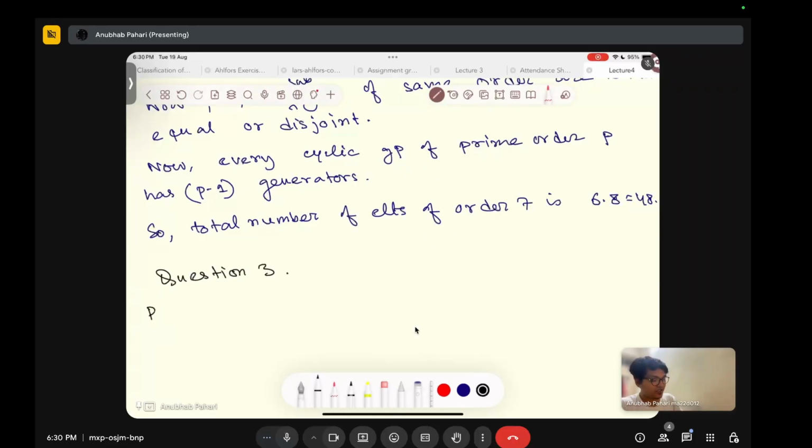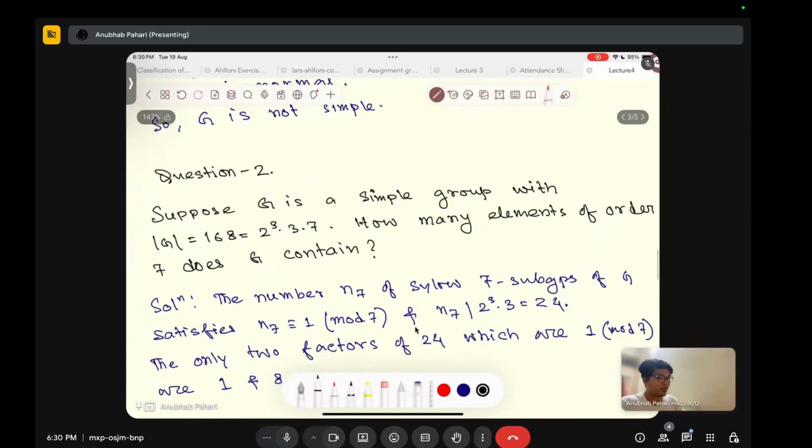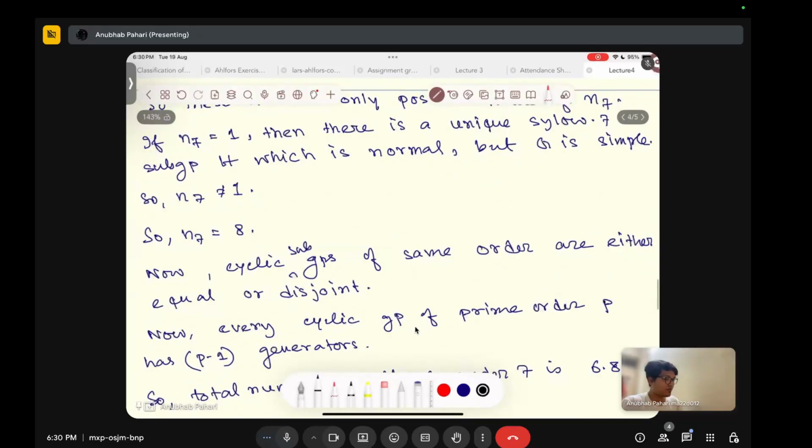Prove that... Sir, in the last question, where we have written cyclic subgroups of same order are either equal or disjoint. Cyclic subgroups of same prime order, I should write it.